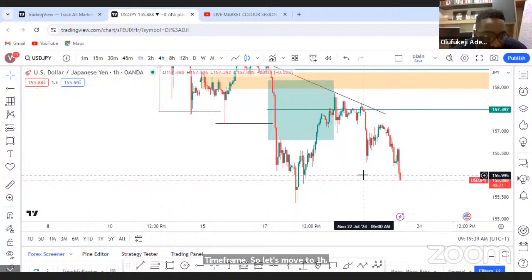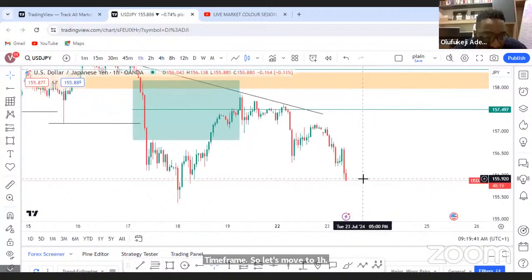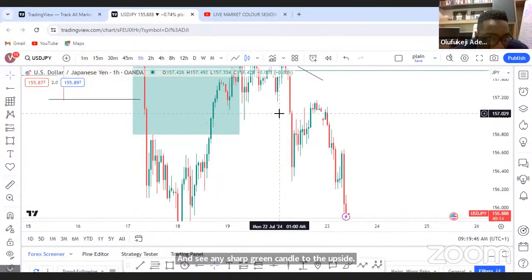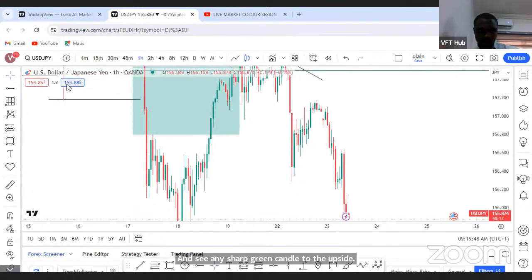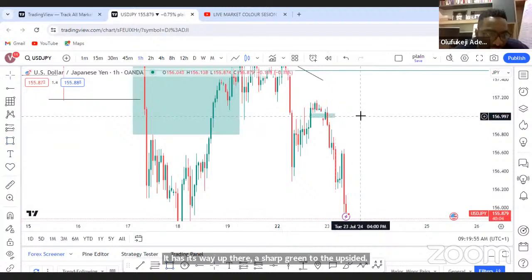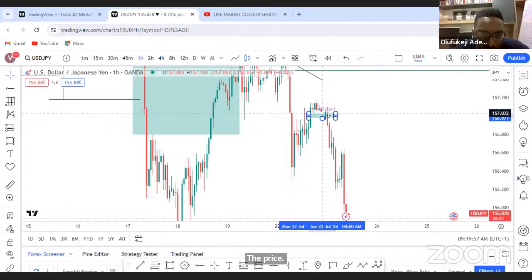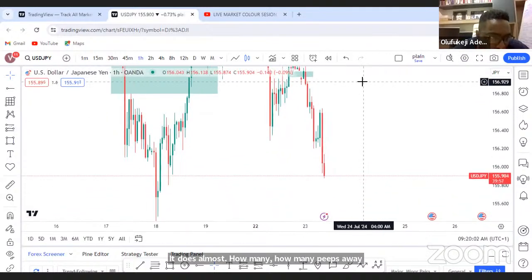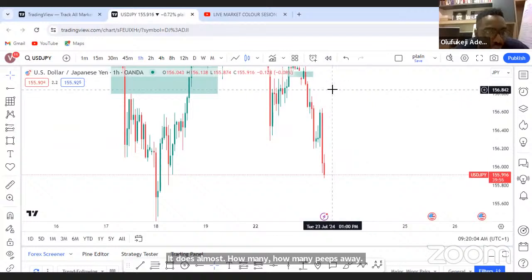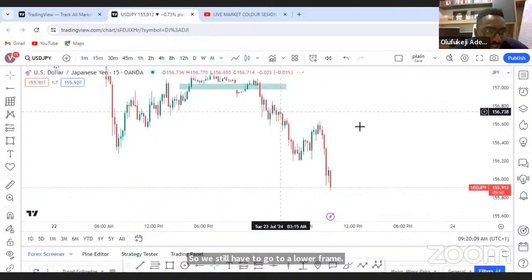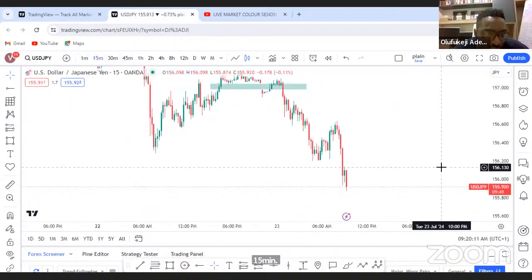And see any sharp green candle to the upside. Yes, that's it, way up there. A sharp green candle to the upside with fair value gap. Then price closed below it. That's still far. How many pips away is that? So we still have to go to a lower time frame, 15 minutes or thereabout, to see.